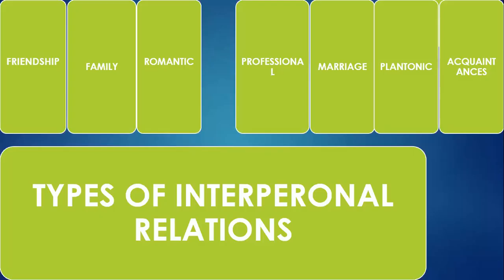Okay, see, these are all the relationships. There are 7 relationships: friendship, family, romantic, professional relationship, marriage, platonic, acquaintance. Now we'll tell these are the types of interpersonal relationship.